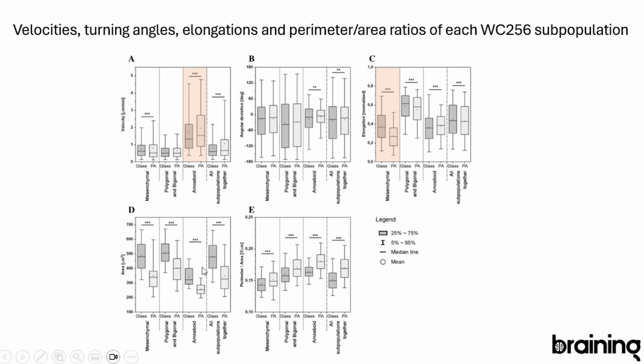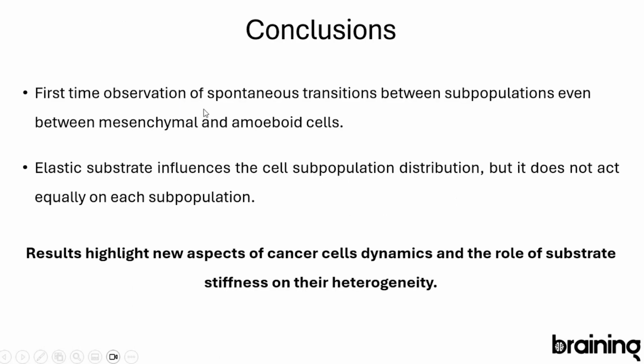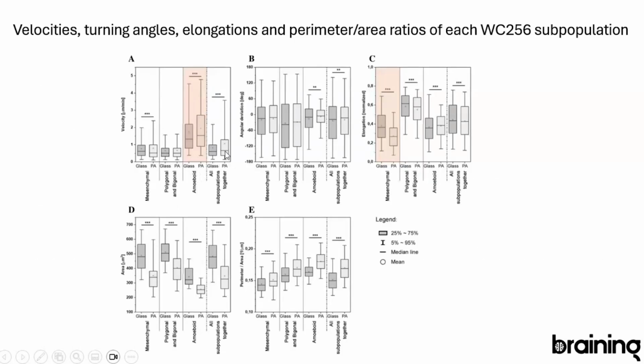Why is this important? Because up to now, when people got any results, let's say they measure the velocity of the migrating cells, they usually average all the results. So we can see here on the right panel, those are the average results from all the measurements. But when we divide into subpopulations, we see that amoeboidal has a completely different velocity of migration than the average number, and the same with the elongation. There are differences between subpopulations.